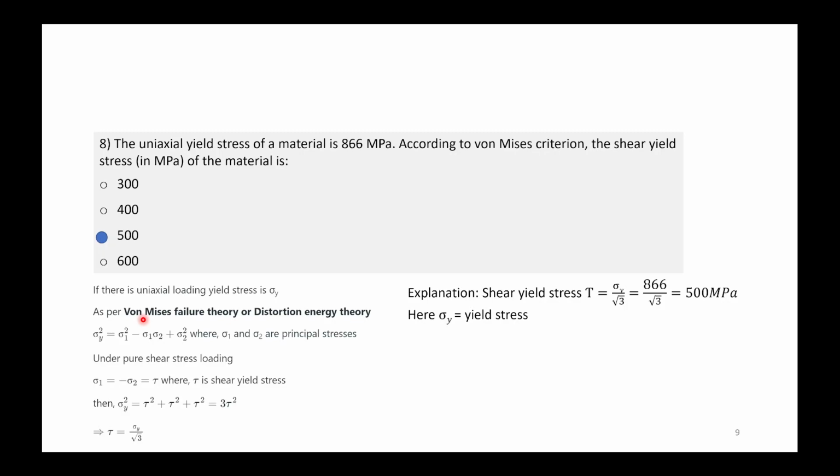So it will be 500. In von Mises criteria, when we use uniaxial type of loading, then only sigma 1 will be there in the formula, and the other two will be zero. So tau y will be equal to sigma y upon root 3. Now you just have to put in the value of sigma y, which is 866 divided by root 3, which will be 500 MPa. Sigma y is your yield stress.